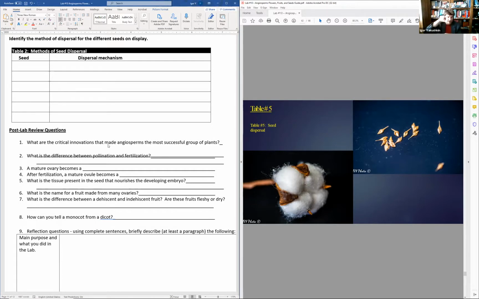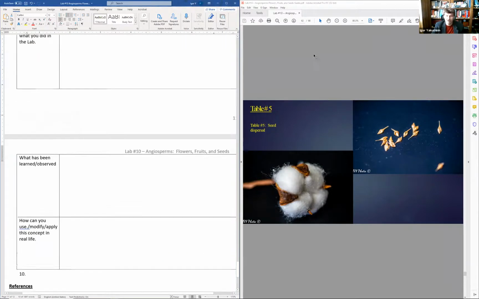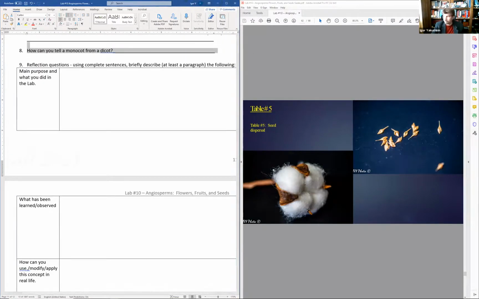All right. And also the location of the vascular bundles. We'll talk about that a little bit later. And then of course, the flower parts: multiples of 3 in the monocot and multiples of 4 or 5 in the dicot. And reflection questions. Yep. Well, we are done with the lab.